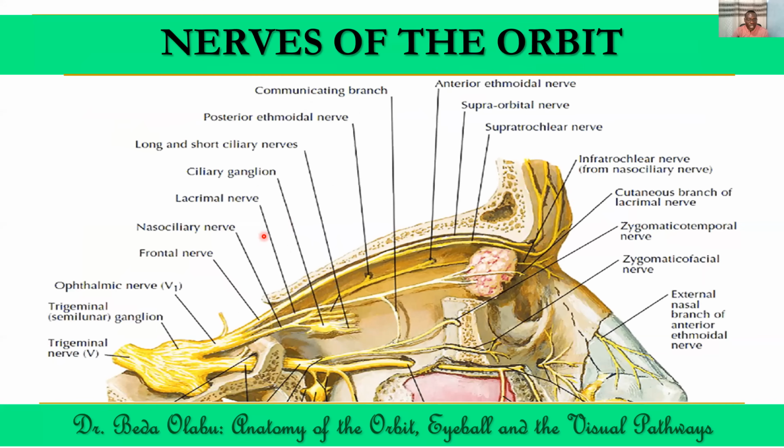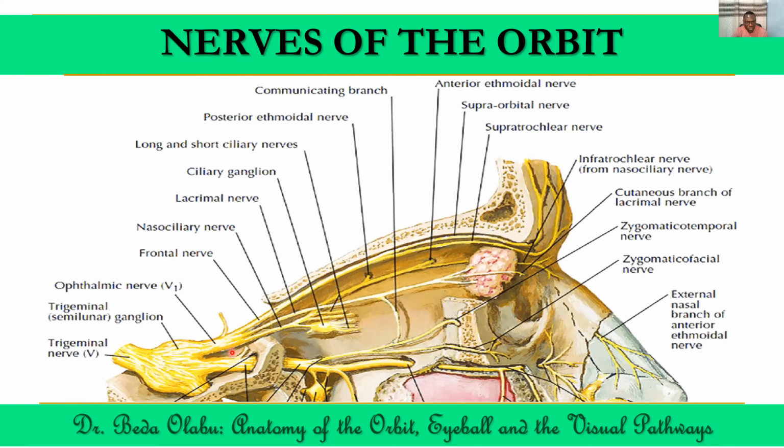Then we have the ophthalmic nerve. The ophthalmic nerve is the first division of the trigeminal nerve. This ophthalmic nerve gives a number of branches. Let's name three major ones. So the frontal nerve, the nasociliary nerve, and the lacrimal nerve.